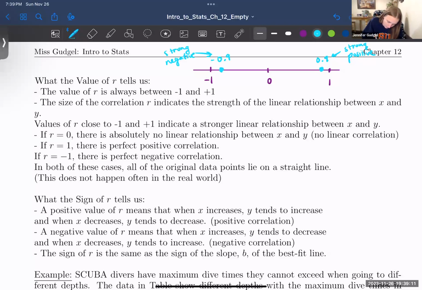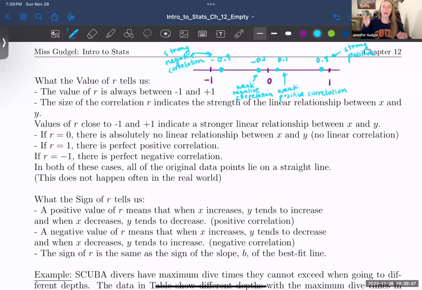negative correlation. If your correlation coefficient is at -0.1, that's really close to 0, or +0.1. That's weak. The closer you are to 0, the weaker the correlation. Weak positive correlation, or weak negative correlation.